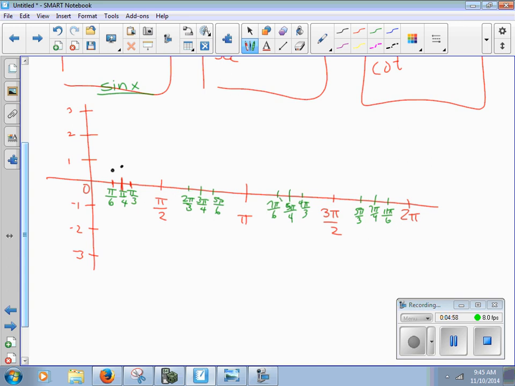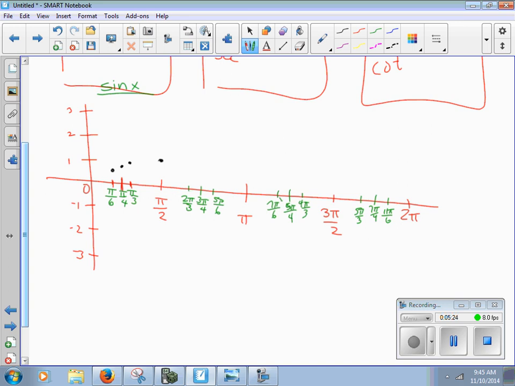We're going to go down your column to pi over 3. And then I want you to go over to the sine value. What did you get? 0.9. You did say 0.9, right? Yes. Okay. Pi over 2. Pi over 2's sine value is 1. So we're going to graph over pi over 2, up 1.